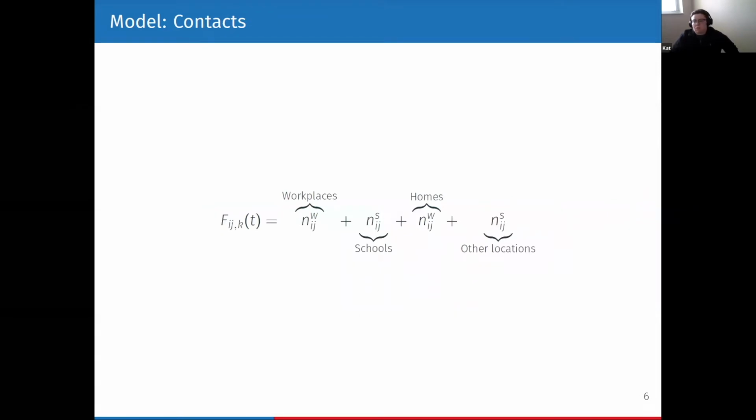Now, when we talk about transmission, this of course is happening because we're having these interactions with other people. Those interactions can occur in different spaces. So we split everything off into workplaces, schools, homes, and other locations. And within those spaces, we're using age-specific contact rates. So the IJ terms here are for someone in age class I, how many contacts do they have in age class J?